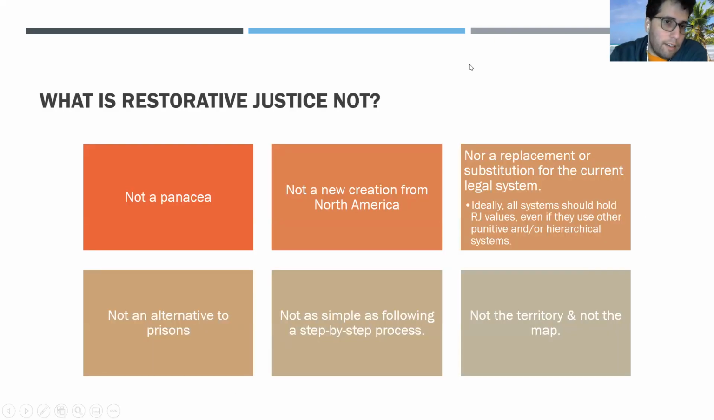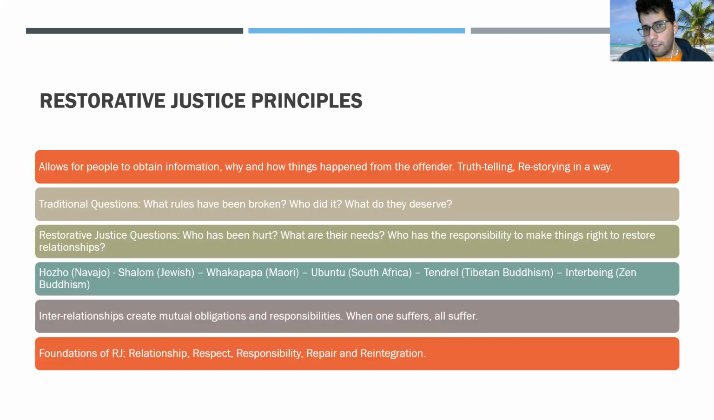So again, what is restorative justice not? It's not a panacea. It is not a new creation from North America. It's not a substitution that we should just wholesale use. It's not an alternative to prison. It's not a simple step-by-step process. And it's not the territory and not the map, just a compass of values with a circle process that's meant to help facilitate some connection and storytelling principles.